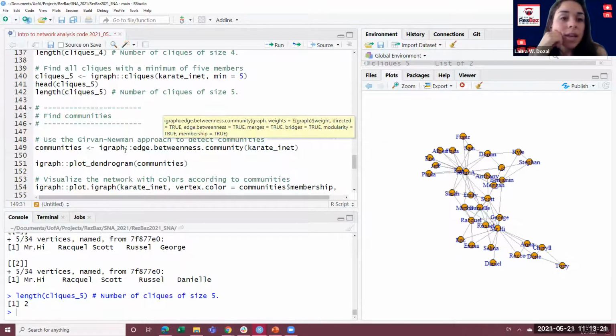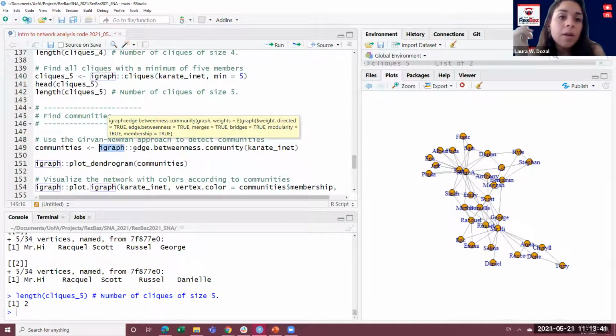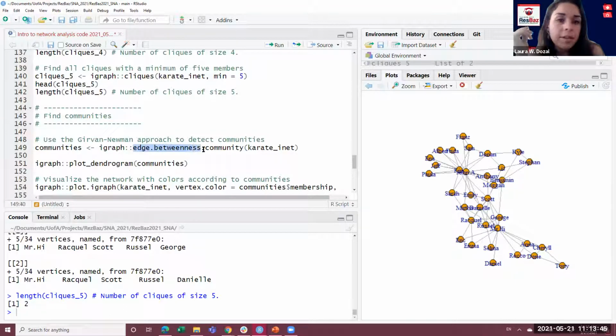Okay, so let's look at communities. We're going to use the algorithm we used before. It's the Girvan-Newman approach. So essentially, find the betweenness centrality and cut the ones with the highest betweenness centrality. So again, we have our iGraph package. We have our edge betweenness function, and we're looking at edge betweenness to create communities. And we're just going to throw in our karate network.